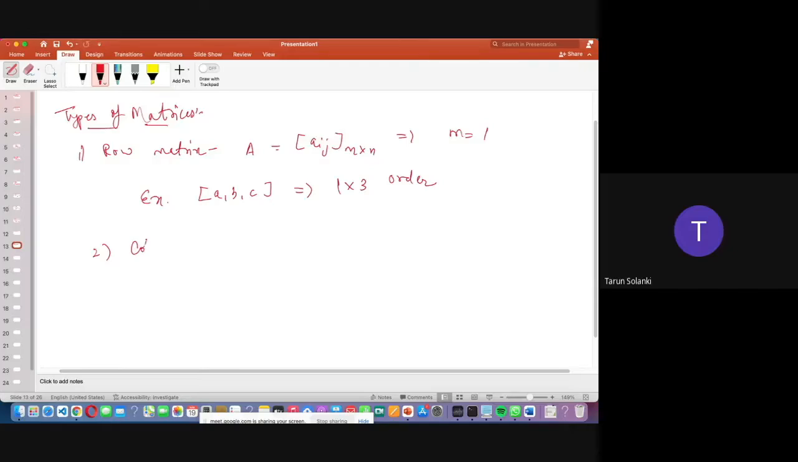Second, column matrix. Same, if in a matrix there is only one column, then it's a column matrix. So the formula is aij, m into n, where n is equal to 1. Example: a, b, c arranged in a column. So that is of order 3 into 1.